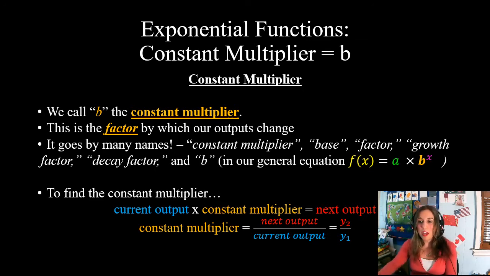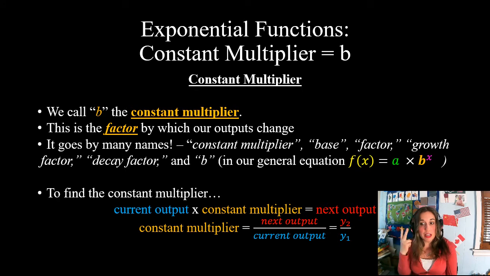our next output, okay? So to find the constant multiplier, you take your next output and you divide it by your current output, right? You take, let's just say your second output, and you divide by your first output. So you take one output and you divide it by the output directly before it. And that's going to give you that factor, that constant multiplier that you're multiplying by every single time to go from one output to the next. So now we've talked about that change, right? How our function is changing, that constant multiplier.